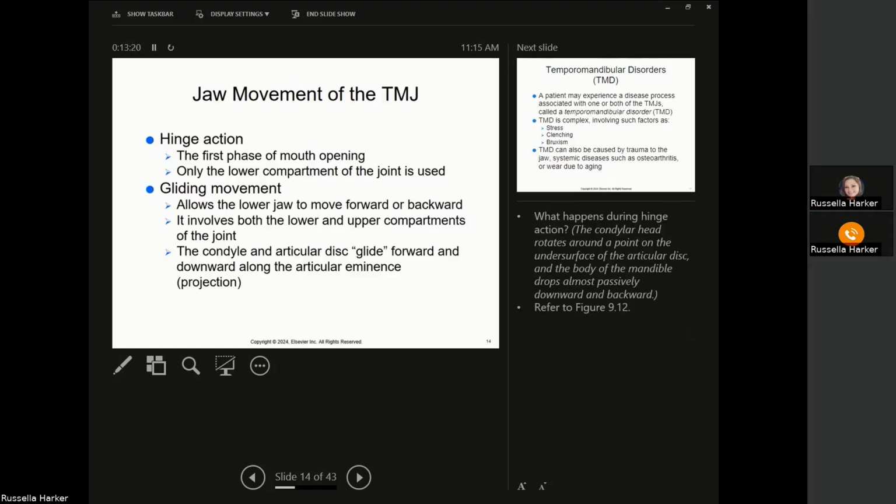And then it has a gliding movement that allows the lower jaw to move forward or backward. It involves both the lower and upper compartments, and the condyle and articular disc glide forward and down along the articular eminence.